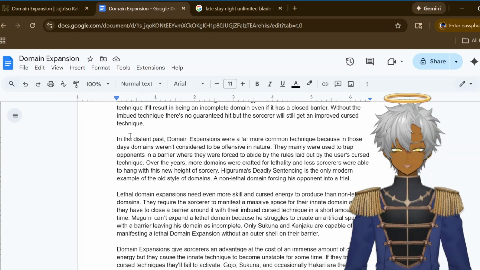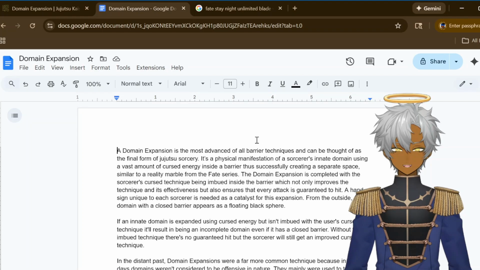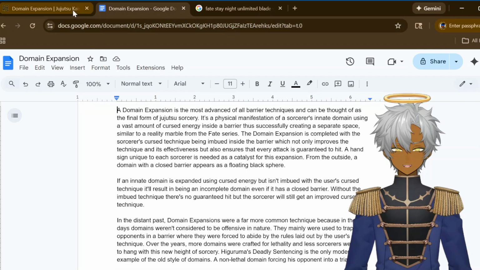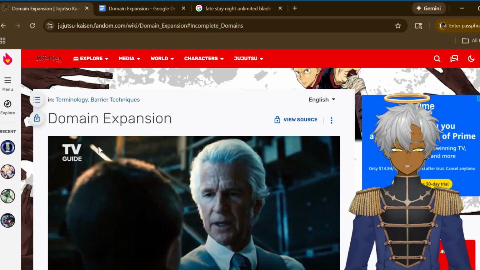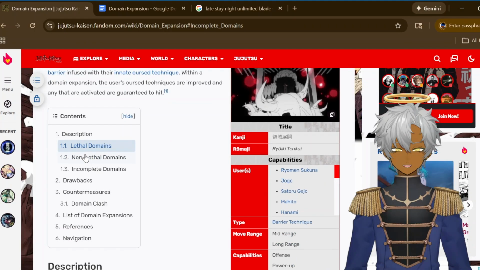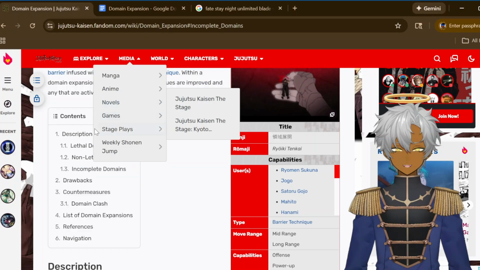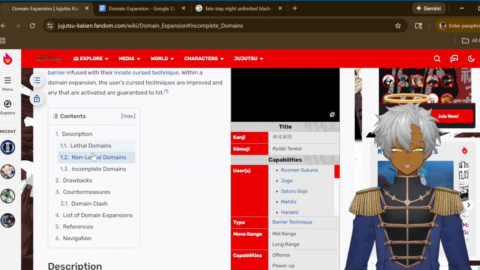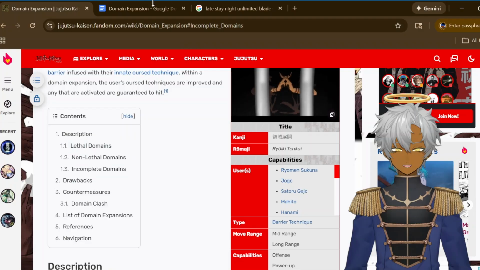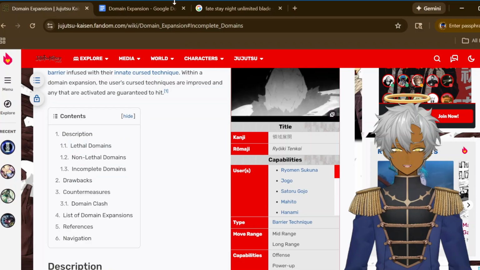So, moving on. In the distant past, there is another form of domain, by the way. We talked about the creation of domains. You can create it with or without a barrier, and you have to imbue your technique into it for it to be considered a perfect domain. Otherwise, it ends up being an incomplete domain. But there are three types of domains in general, as we saw up here: lethal domains, non-lethal domains, and incomplete domains. We went over incomplete domains, so let's go over lethal and non-lethal domains, as these are the two versions of complete or perfect domains that anyone can use.